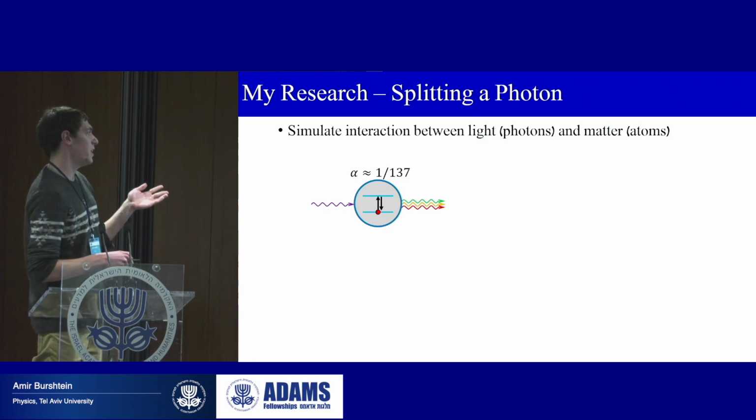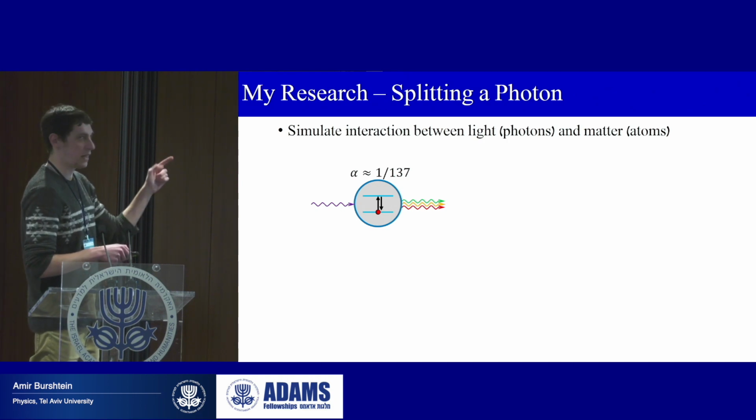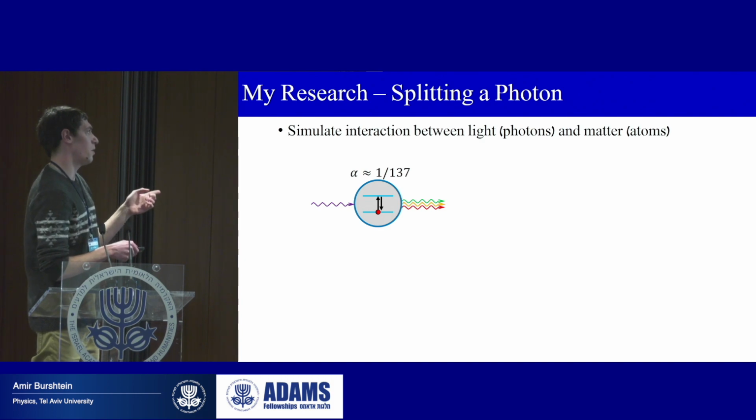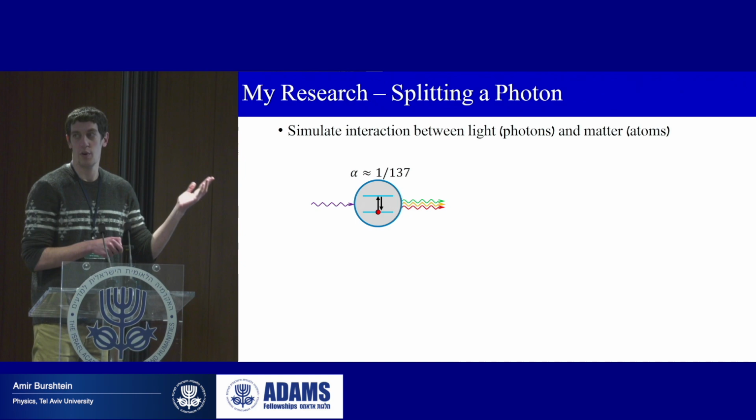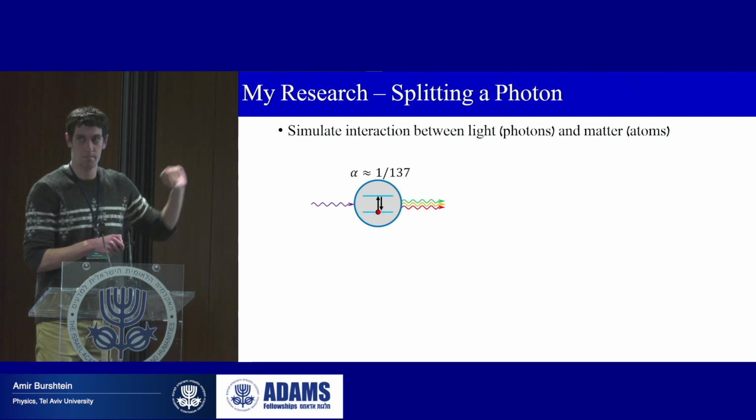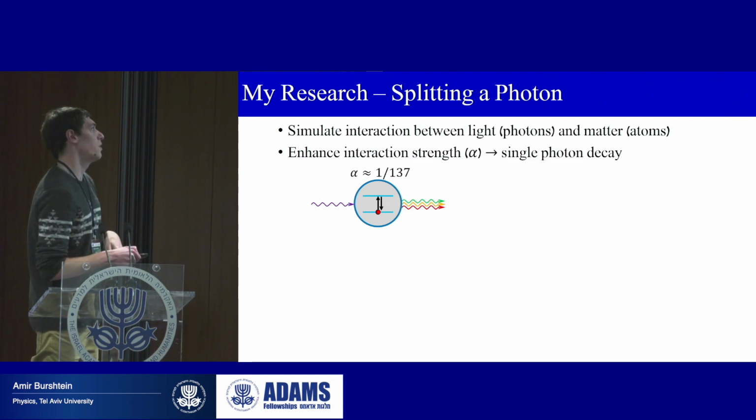But then the idea is that if you can simulate this model, and this relates to the last point I said in the previous slide, if you can simulate this model and you can somehow control alpha, you can somehow increase alpha, then perhaps you will be able to see 3 photons or 5 photons or something else. And this is what we do.